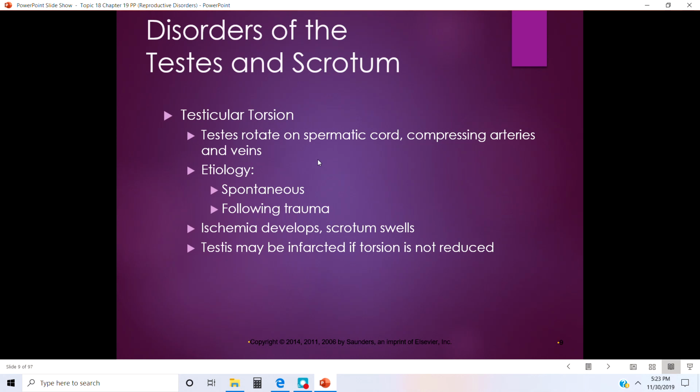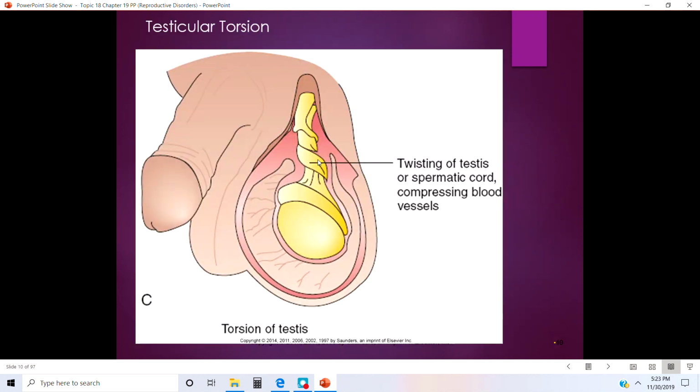Like I said before, if that swelling and the torsion causes ischemia, the testes may become infarcted, right? You could have death to the testicle if that is not reduced, right? So they've got to untwist that as quickly as they can. Right? Testicular torsion.